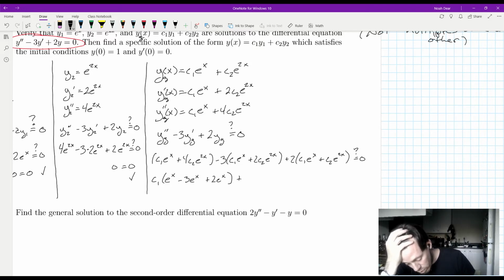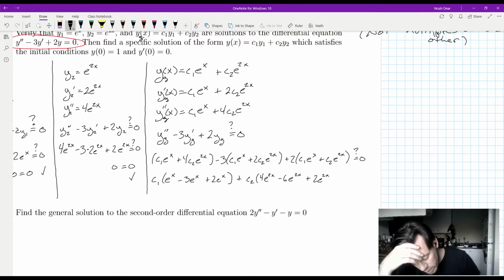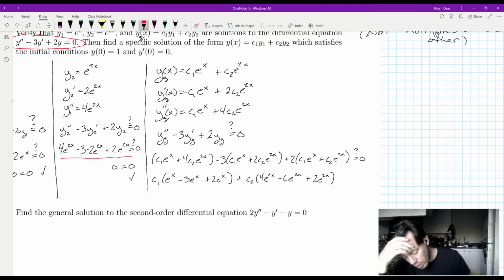And then here we'll factor out a c2 as well and combine the e to the 2x's. We'll have 4e to the 2x, plus, sorry, I missed, minus 6. There it is. e to the 2x. I do the minus 3 times the 2 here. And then plus 2e to the 2x. And this is what we got over here for y2, was that same thing. We saw that that will also equal 0.